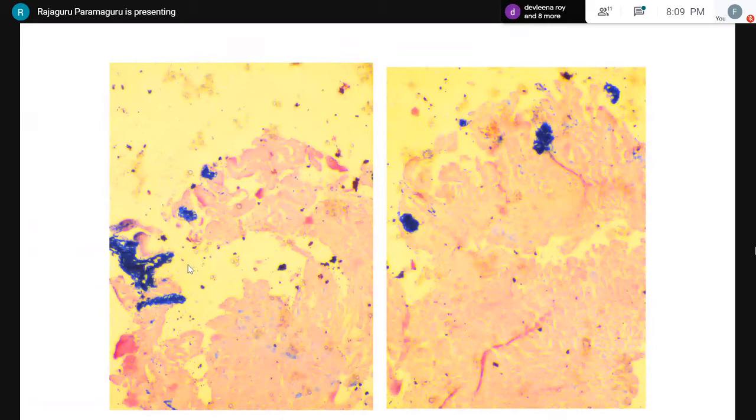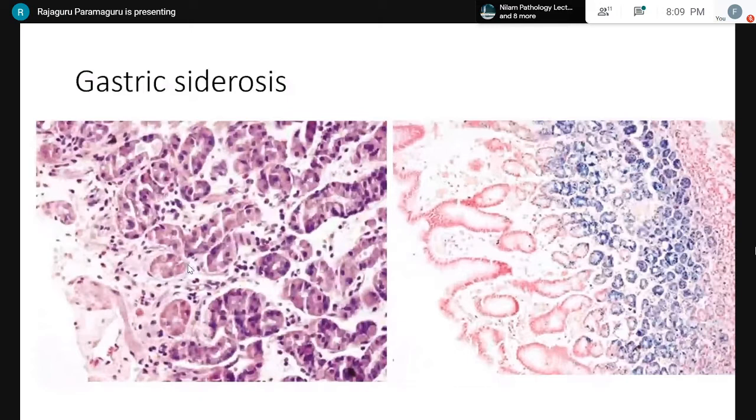Usually it is seen not in all patients taking iron, but you can get it in patients who have comorbidities, or patients on a lot of drugs can develop this kind of iron pill gastritis. And the next is gastric siderosis, which is different, which is seen with primary or secondary hemochromatosis, where the hemosiderin gets deposited deep in the glands and not on the surface or in the lamina propria, like what we saw in the previous case. That is iron pill-induced gastritis. This is due to hemochromatosis, primary or secondary.